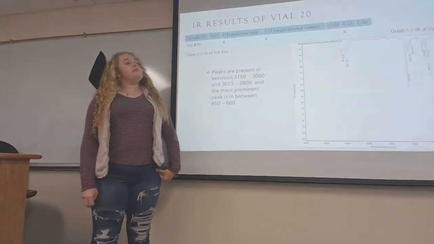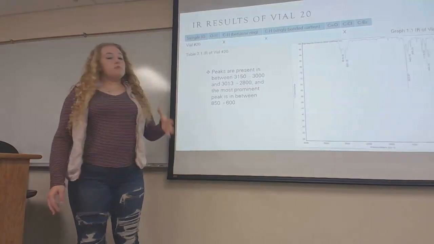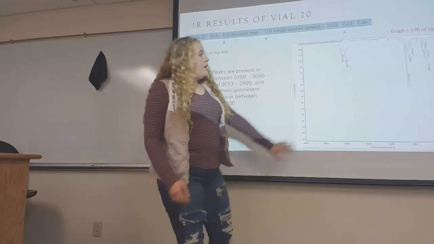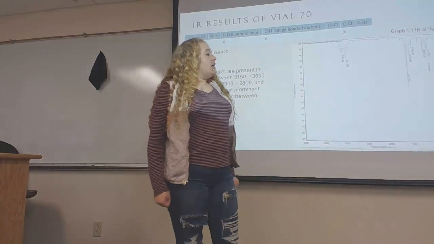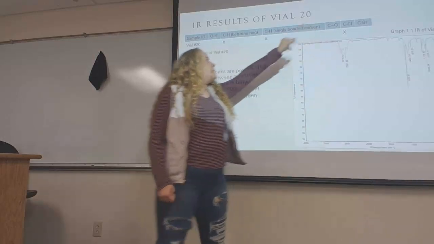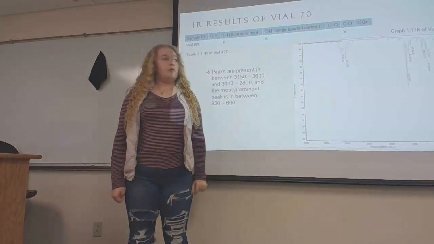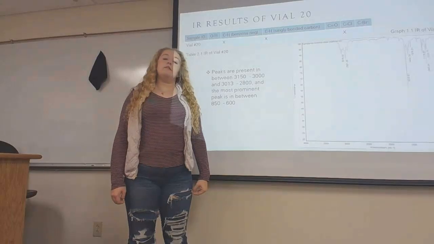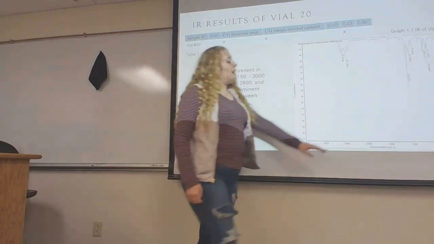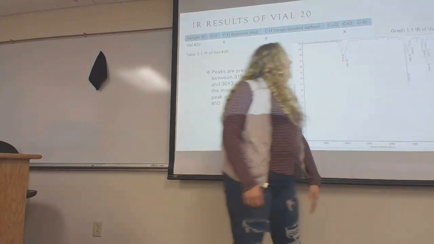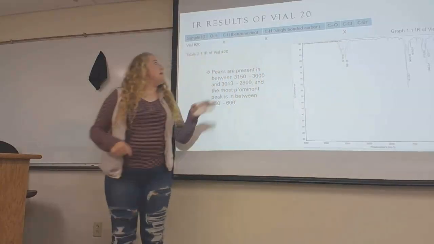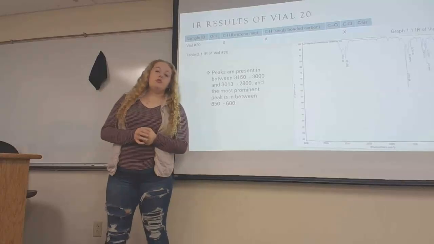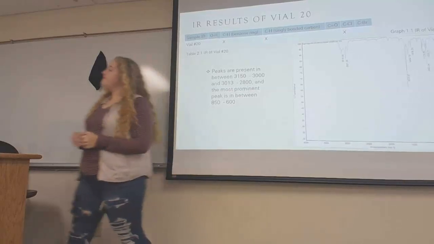The IR results of vial 20. After running the spectra, you can obviously see that there are multiple peaks present on the IR graph. These two right here represent a C bonded to H benzene ring and a C bonded to H singly bonded carbon. The most prominent peak, way down here, is in the CCl range, but we can consider it irrelevant actually because of the fact that benzene rings can produce peaks down in that area.